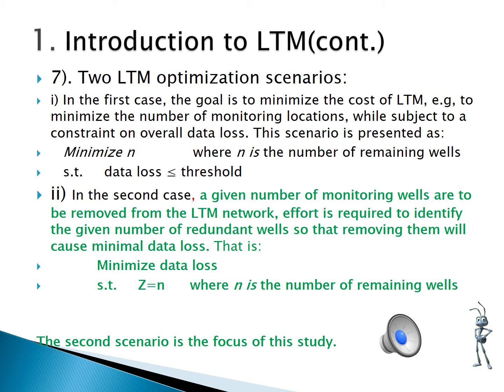In the second case, a given number of monitoring wells are to be removed from the LTM network. Effort is required to identify the given number of redundant wells so that removing them will cause minimal data loss. That is, minimize data loss such that z is equal to n, where n is the number of remaining wells. The second scenario is the focus of this study.